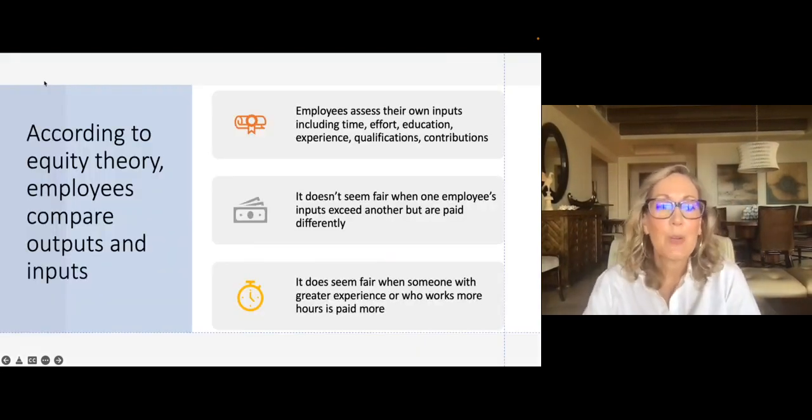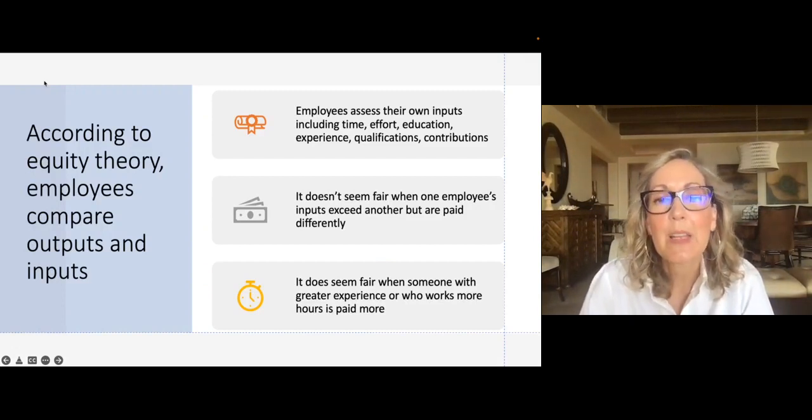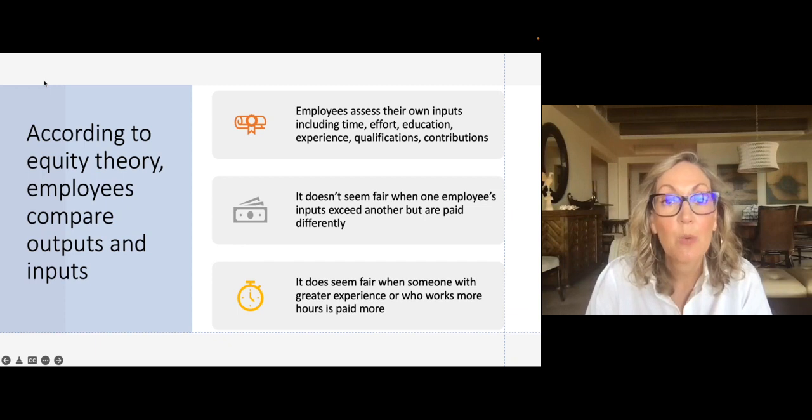So this is equity theory. According to equity theory, employees are always comparing their inputs and their outputs. Their inputs are things like their time. That's the big one. How much time and effort am I putting into this job? But also, we look at our education, our experience, our qualifications, all the things that we bring, that we're doing that maybe other people aren't doing. So how are we contributing?